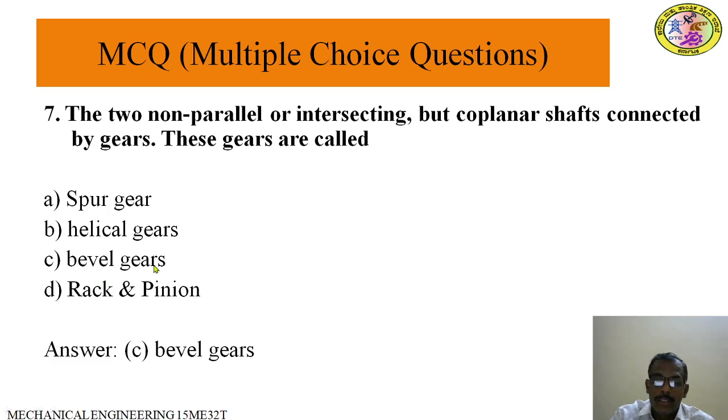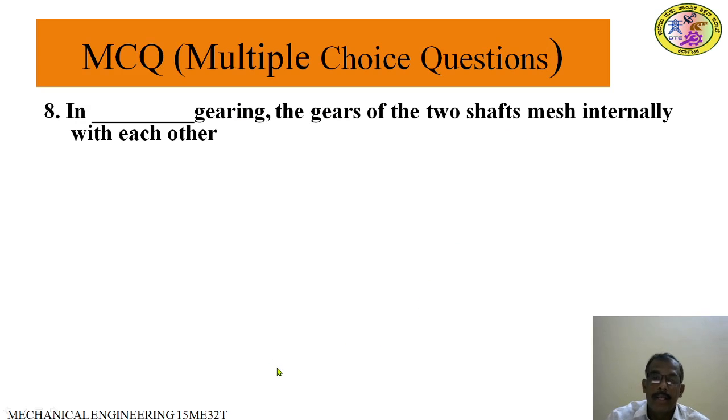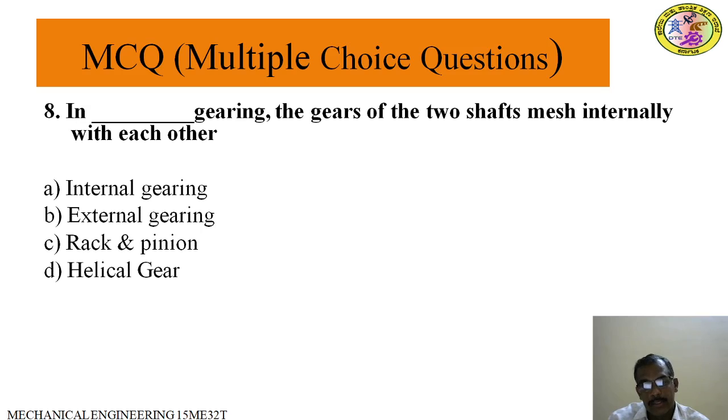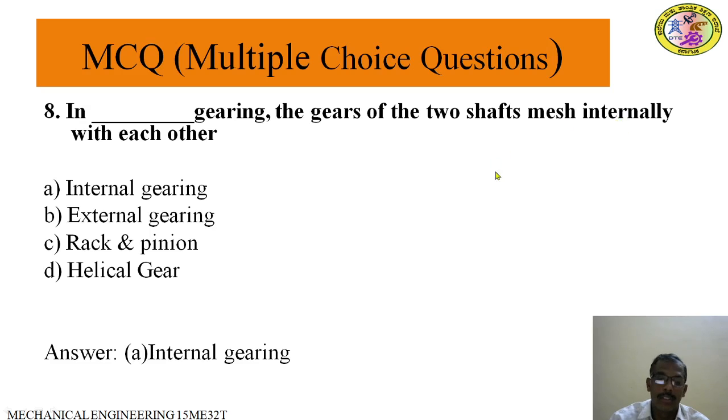Okay, in bevel gears, the shafts are rotating non-parallel, intersecting, and coplanar, in one plane only. Then, in dash gearing, the gears of the two shafts mesh internally with each other. Internal gearing, external gearing, rack and pinion, and helical gears. The right answer here is internal gearing. In internal gearing, the gears of the two shafts mesh internally with each other.